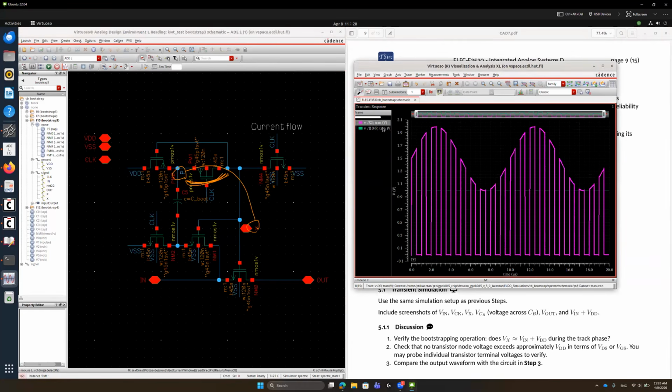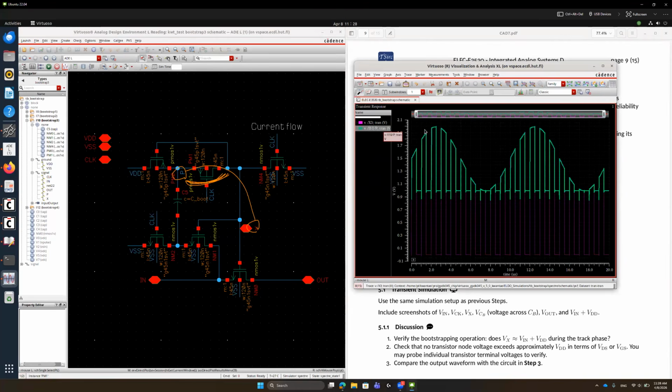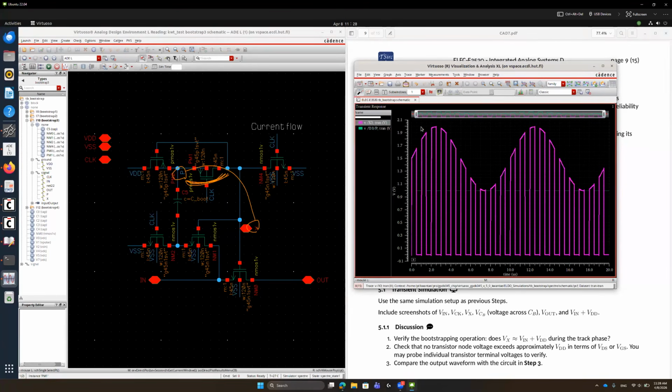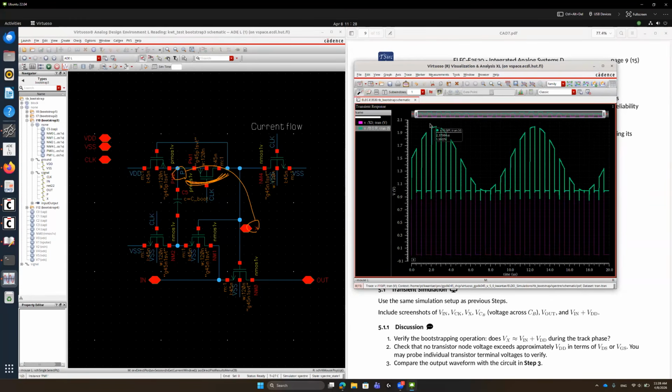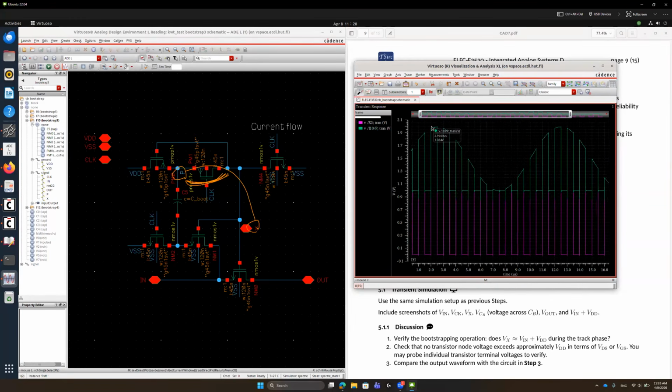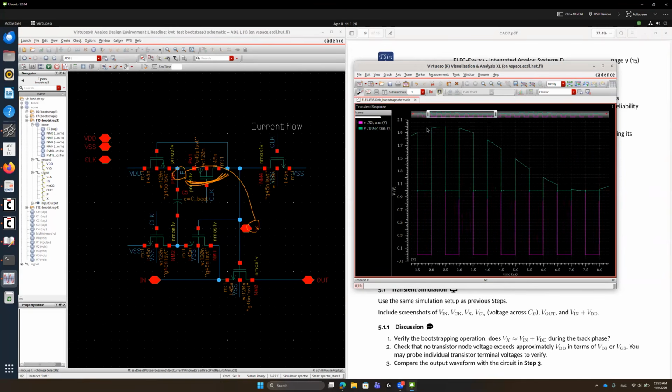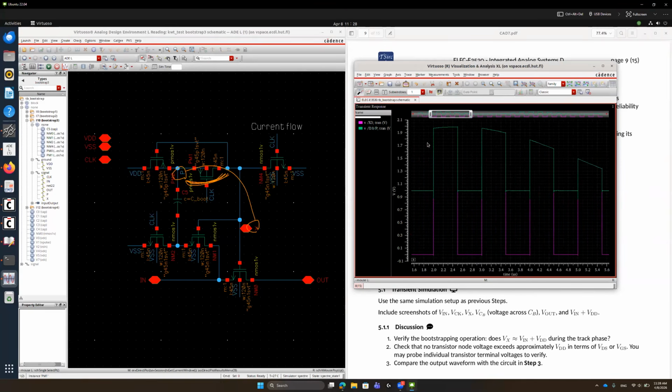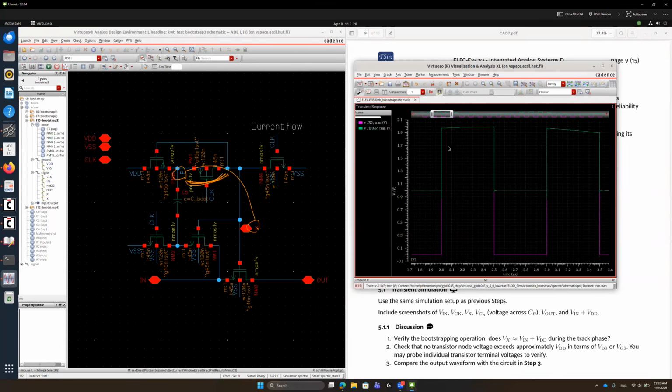So here, you can see that there are some situations where the VX node and VP node are the same, right? There is a certain time period when the VP node and VX node are the same. Otherwise, those swings are kept as high as 1 volt only.